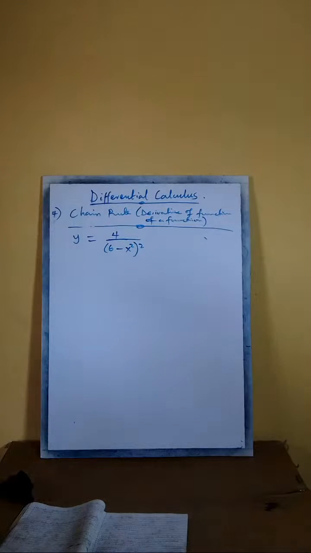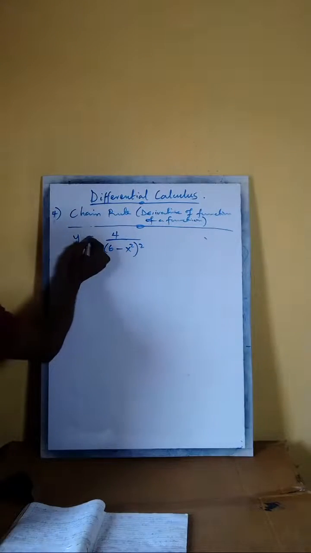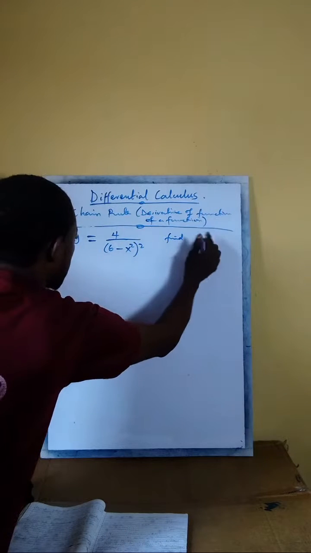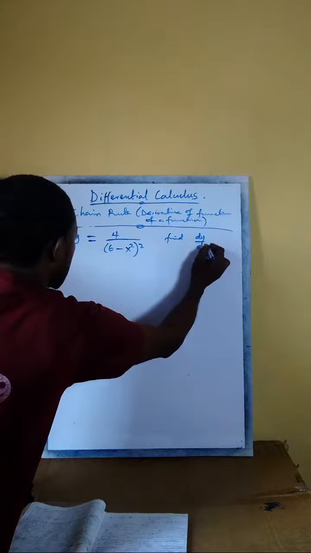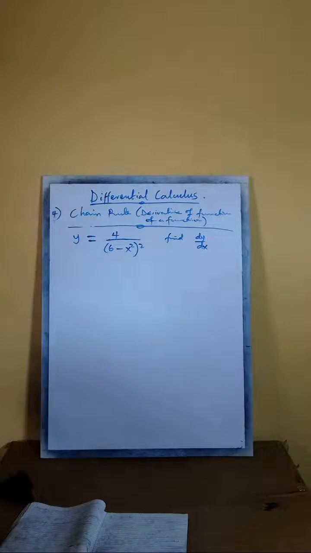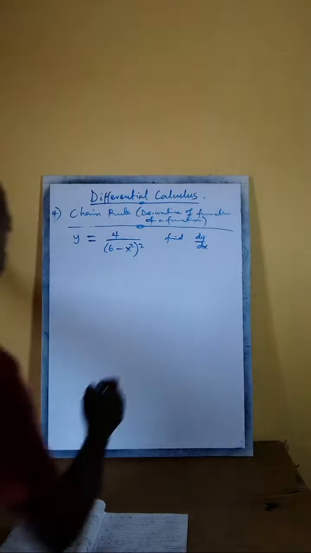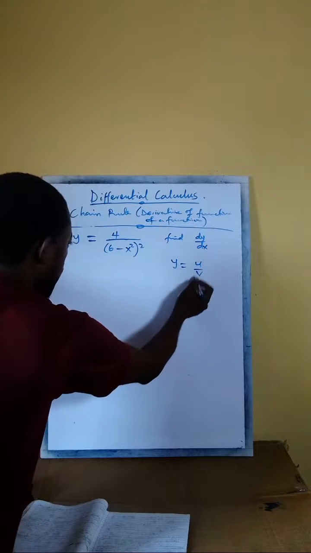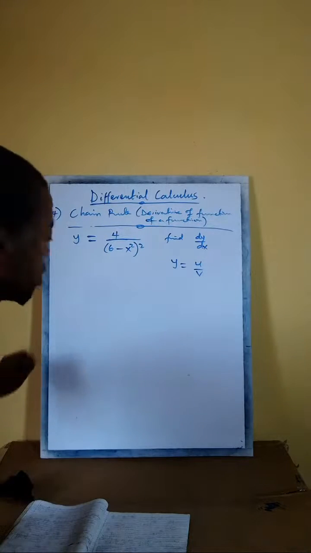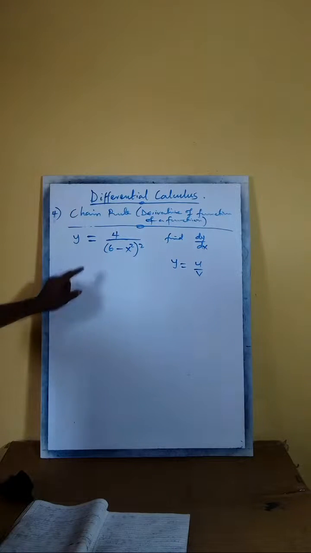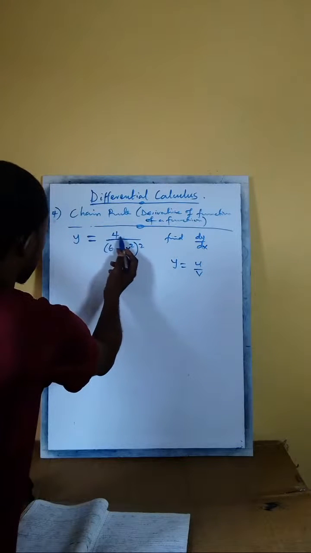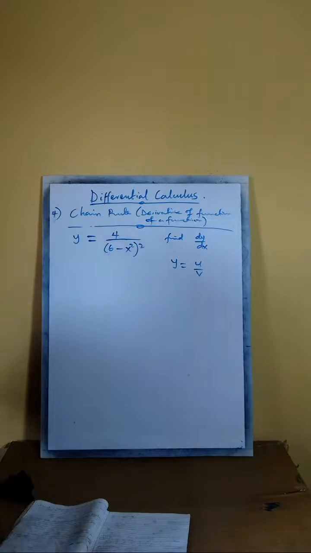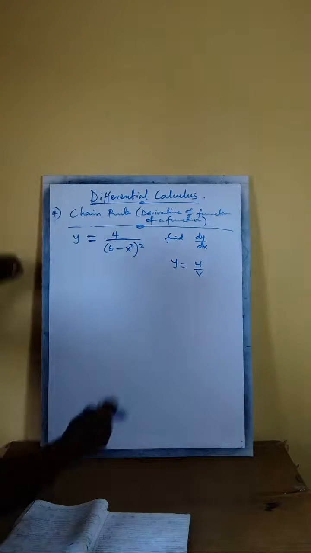So we have this function here, and we have to differentiate. Find dy/dx here. Now, when we look at this function given, it's not in the form of a quotient, because if it were, we should have y equals u over v, where both u and v are functions of x. But in this particular case, we only have 4 up here, and 4 is just a constant, so it's not a function of x. Therefore, we cannot use the quotient rule here.